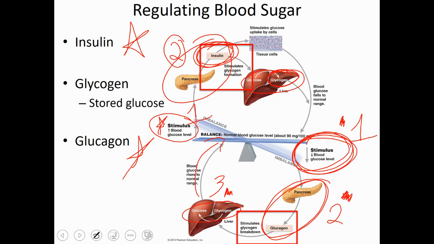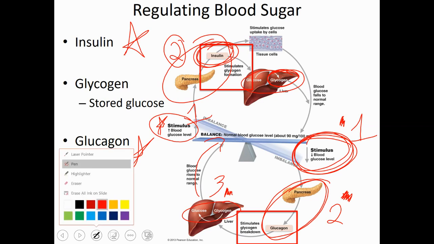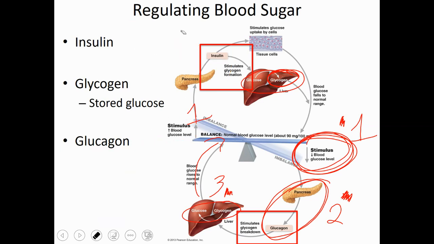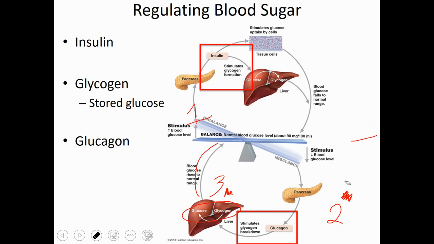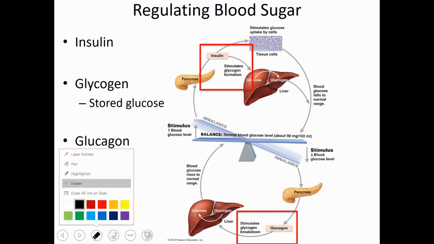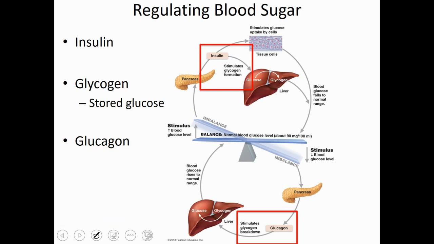So if we look at this one more time, which I'm going to erase as much of this as possible. This is an important little aspect. Okay, so blood sugar goes up. Your pancreas will release insulin. That will then cause that excess glucose in your blood to be made into glycogen for later use.